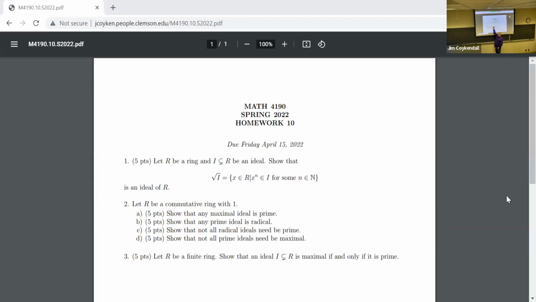So you need to show that it's a subgroup of R. That is, when you add two elements or subtract two elements, it's in there. Associativity, the identity element 0 is in there, and so forth. And you need to show it's closed under multiplication by elements of R.